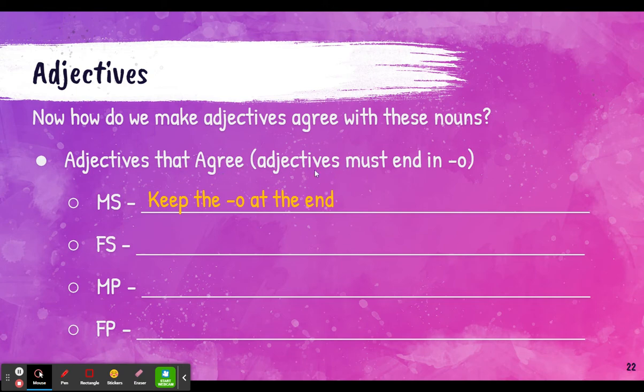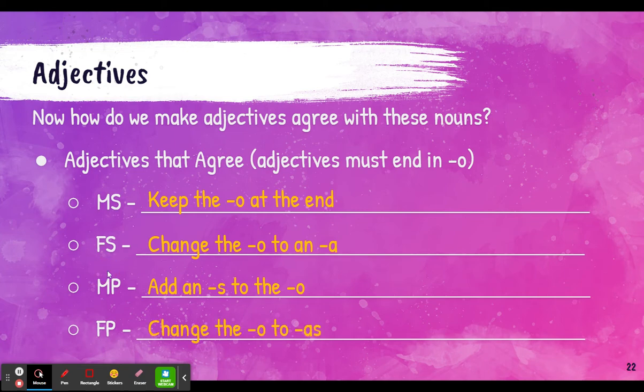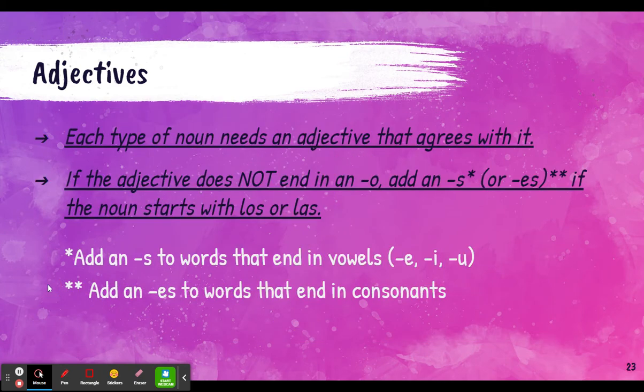So if you have an adjective that ends in O and you're describing a masculine singular noun, you keep the O at the end. If you're describing a feminine singular noun, you're going to change the O to an A. If you're describing a masculine plural noun, you're going to add an S to the O. And if you're describing a feminine plural noun, you're going to change the O to AS.